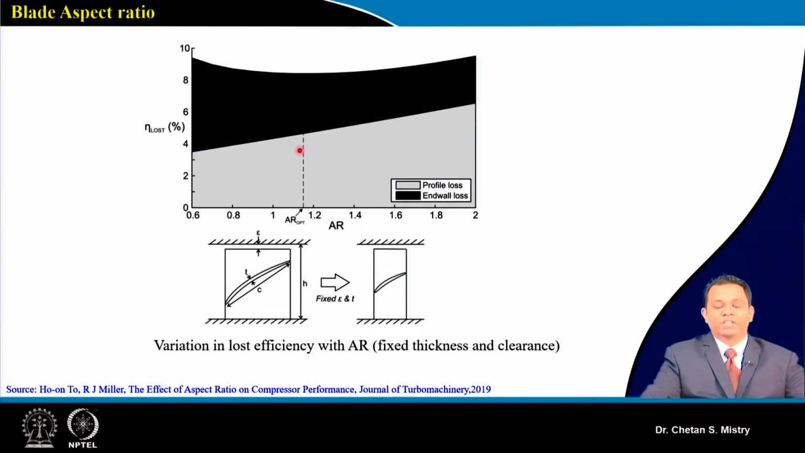So we will have an optimum range. Here it is 1.15. The authors recommend 0.8 to 1.4 as the optimum aspect ratio. If you recall, in the last lecture we discussed profile loss, so you can correlate what we mean by profile loss here. This is also one of the indications of why we are moving towards low aspect ratio blades.